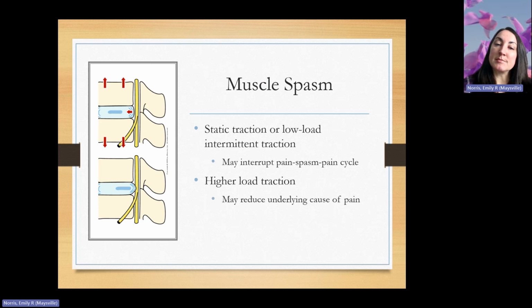With muscle spasms, static traction or low load intermittent traction may interrupt that spasm pain cycle. The higher load traction may reduce the underlying cause of pain itself.